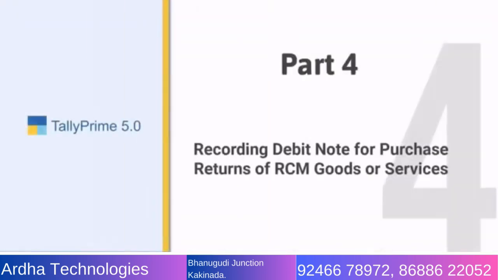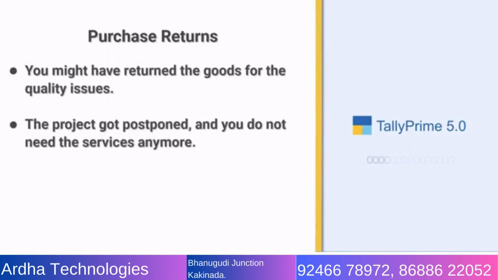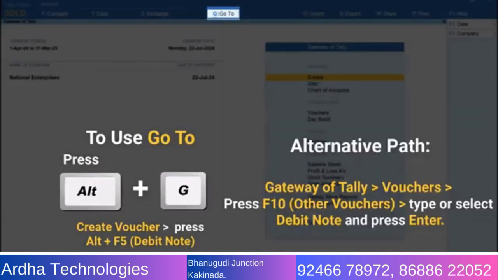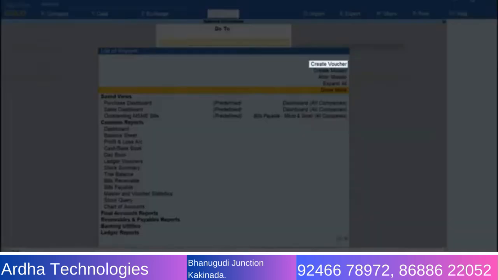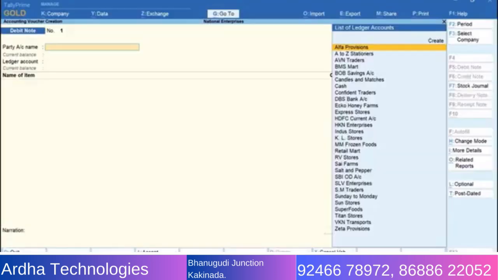Now, let's see how to record debit note for purchase returns of RCM goods or services. In case you need to return the purchased goods, let's say, for quality issues, and services for reasons like postponement of a project, you can use a debit note to record the purchase return. Press Alt-G, create voucher, and press Alt-F5 for debit note.